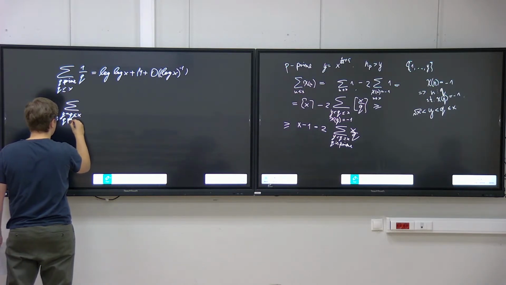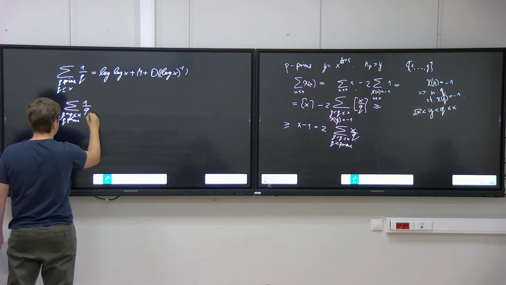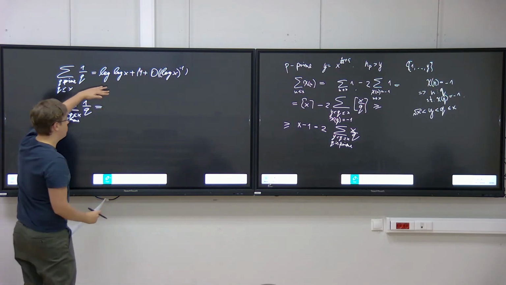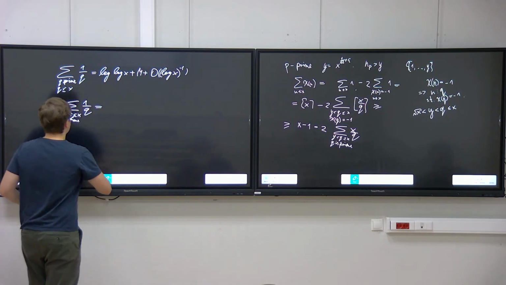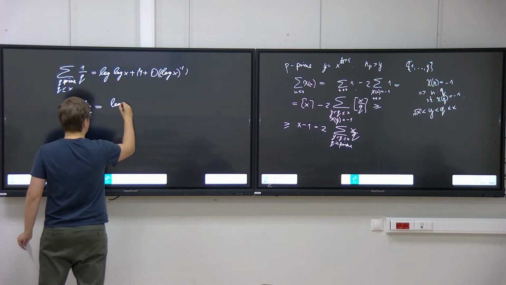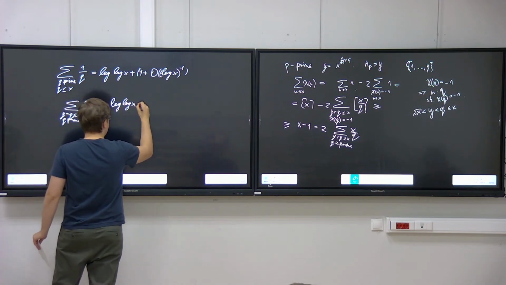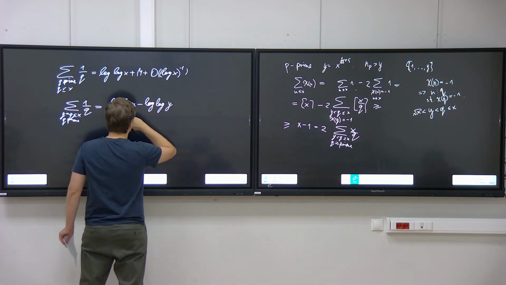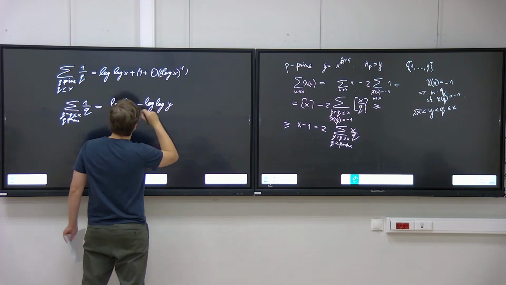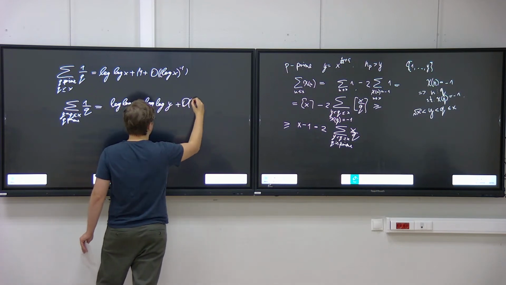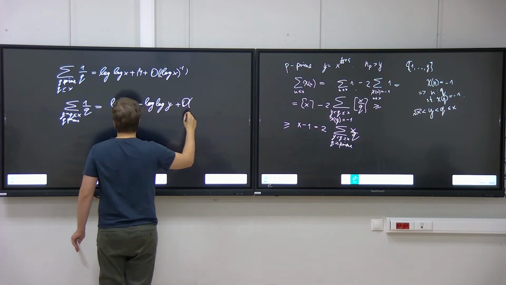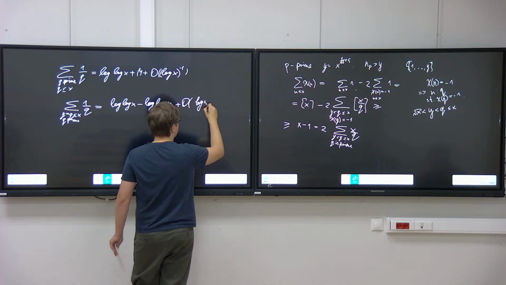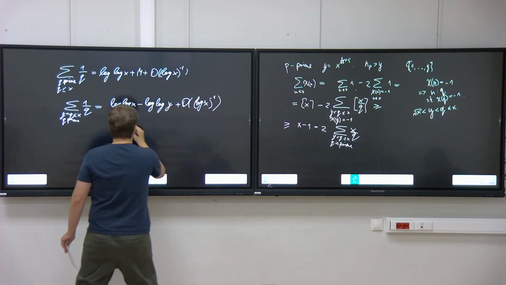So, the sum over primes q with y less than q less than or equal to x of 1 over q. What's this? It will be a difference of logarithms. It will be log log x minus log log y, plus big O of 1 over log x. Again, log y is the same order as log x. And what's this?